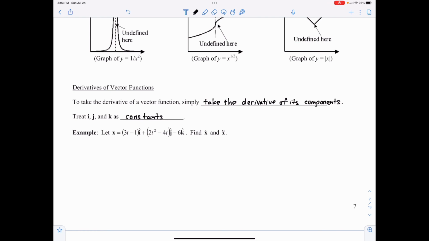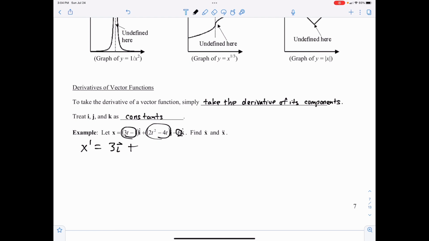Okay, so x prime, all you have to do is simply derive each of the components. So the first one, the derivative of 3t minus 1 with respect to t, the derivative of 3t would just be 3, and the derivative of 1 is 0. So we have basically 3, and then the i. You remember, they're treated like constants, so they just go along for the ride, constant multiple. And then plus the derivative of 2t squared is 4t, minus the derivative of 4t would be 4.